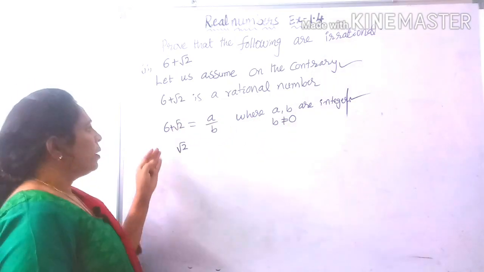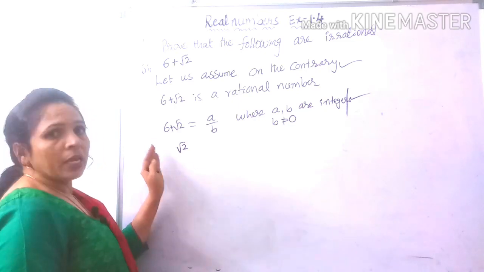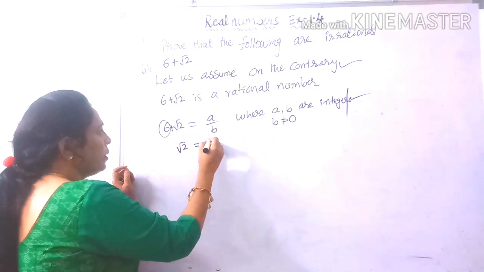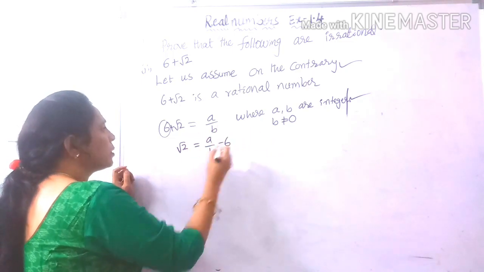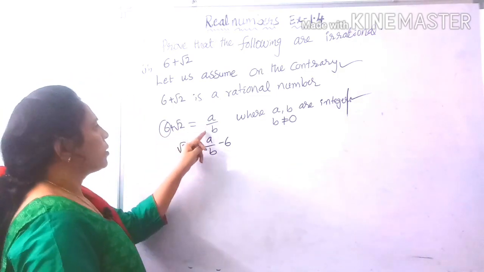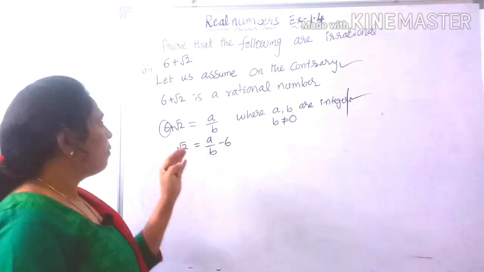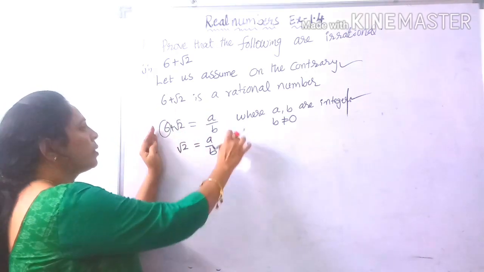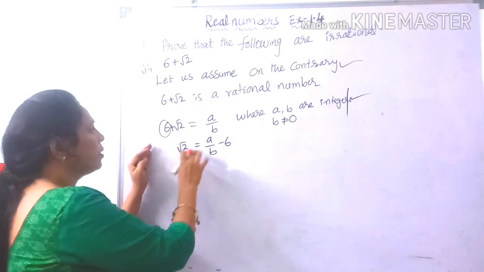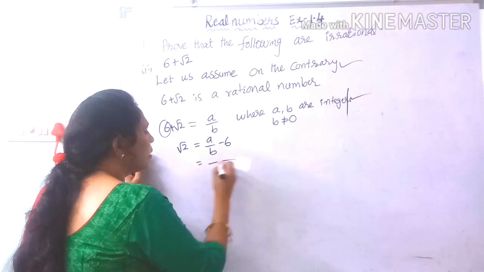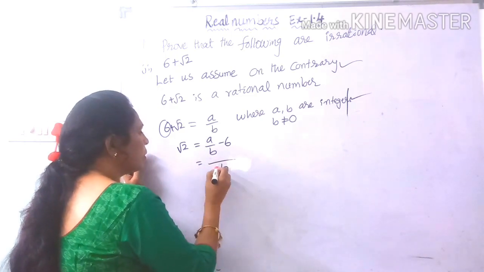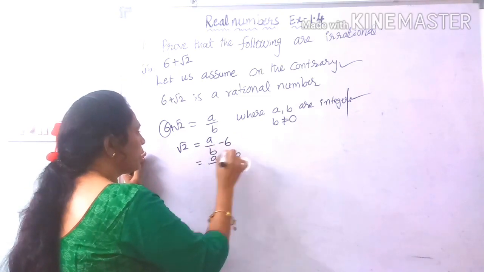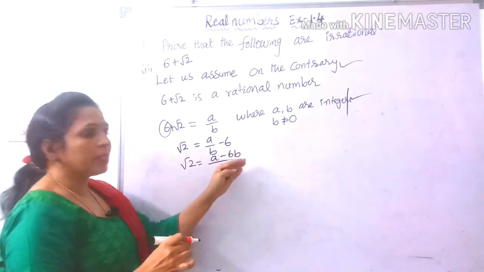Here we want the irrational number on the LHS, so taking this one into the other side, a by b minus 6. 6 plus root 2 is equal to a by b, which is of the form p by q. So wherever you have an irrational number, you have to keep it in the LHS. The remaining 6 is taken to the RHS, and the symbol will be changed. So the LCM of this is b, cross multiplication b into 6, 6b. Root 2 is equal to a minus 6b by b.